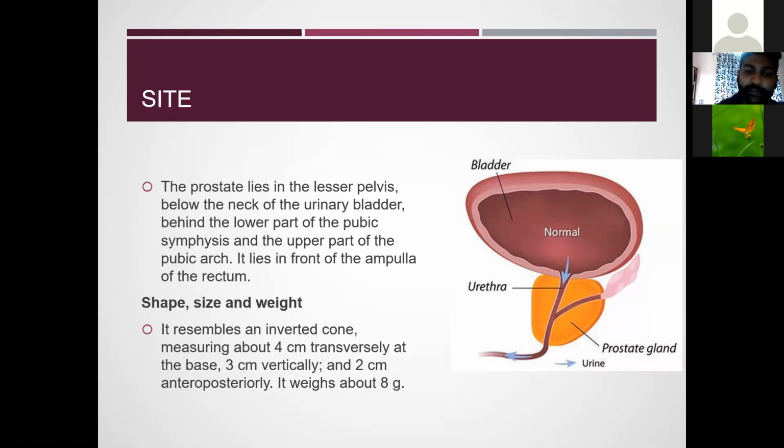Then its shape: it resembles an inverted cone. Then it measures 4 cm transversely at the base, then 3 cm vertically and 2 cm anteroposteriorly. Then it weighs about 8 gram.